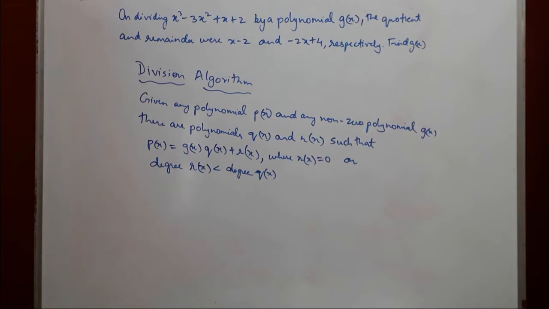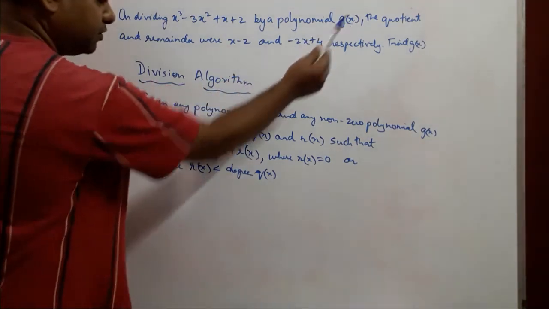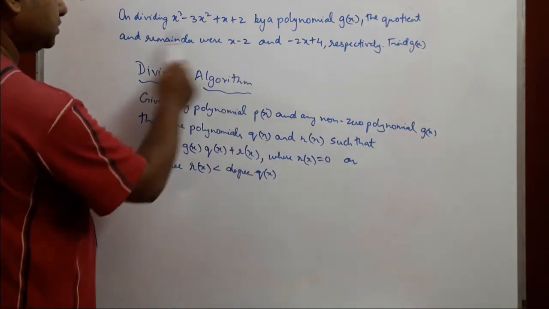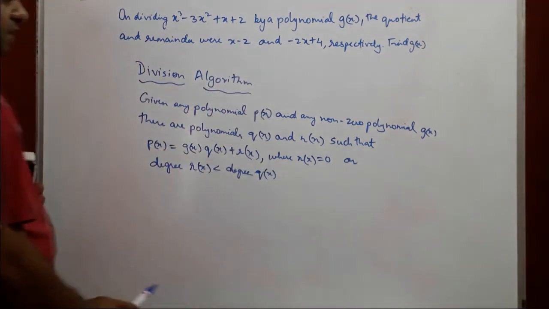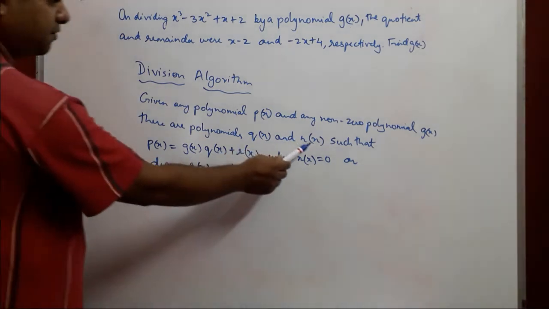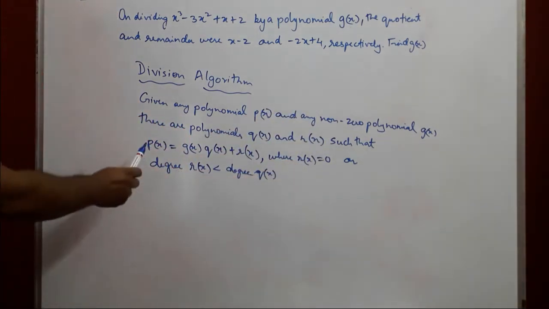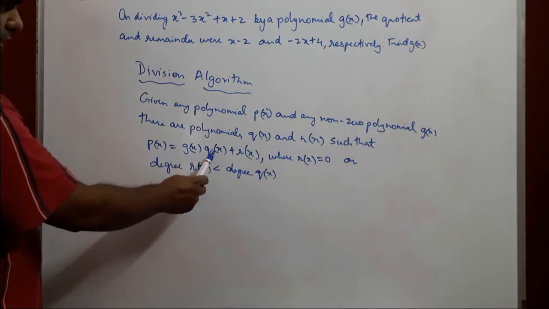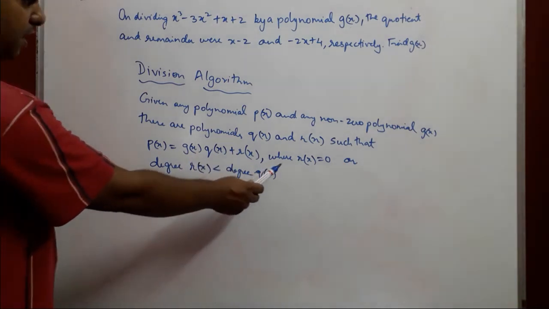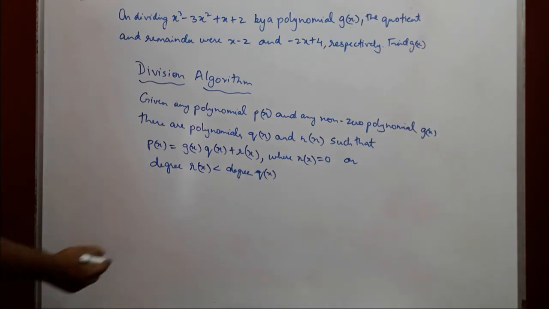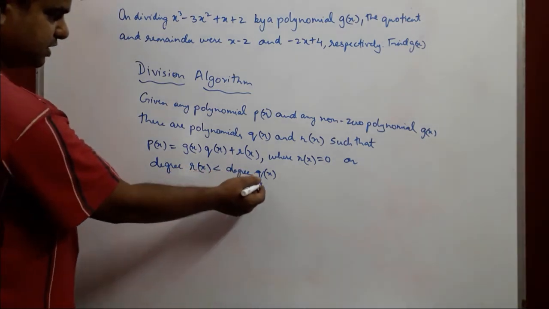The division algorithm states that given any polynomial p of x, in this case it is this one, and any non-zero polynomial g of x which we need to find out, there are polynomials q of x, which is referring to the quotient, in this problem it is x minus 2, and r of x, the remainder, in this case it is minus 2x plus 4, such that p of x is equal to g of x into q of x plus r of x, where r of x is equal to 0, that means the remainder is equal to 0, or the degree of r of x is less than the degree of g of x.